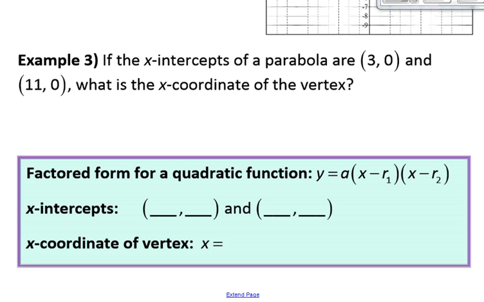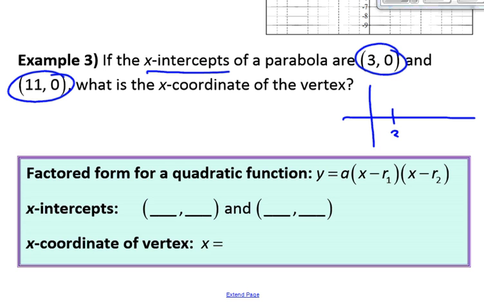So what we're going to talk about is if I'm not graphing, and I know the x-intercepts of a parabola, okay, are 3, 0, and 11, 0. So that means if I were to graph 3, 0, and 11, 0, it would look something like this. Okay, my x-intercept there, x-intercept there. So then my axis of symmetry would be somewhere in the middle.